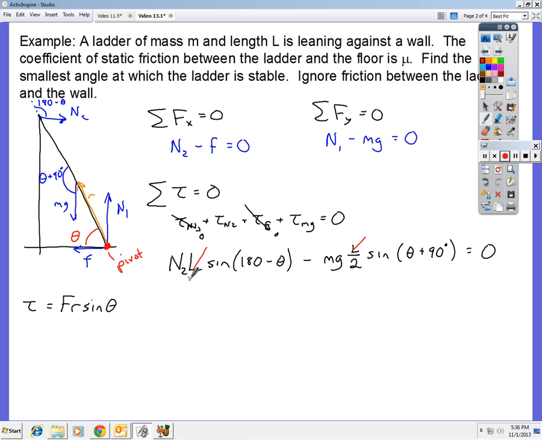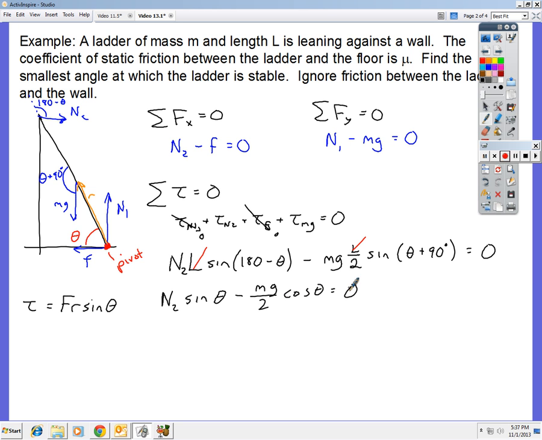Notice we can divide the entire equation by the length of the ladder, and that tells us the length of the ladder isn't going to matter. It's interesting. We can also do a little bit of trig and say, wait, sine of 180 minus theta is just cosine theta. No, it isn't. It's sine theta. Sorry. See, I occasionally forget easy math things too. And then over here we have mg over 2, and sine of theta plus 90, that's cosine theta. So that just got a little bit simpler there.